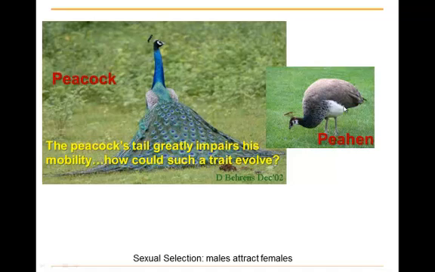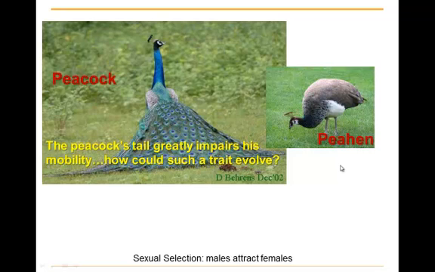And the answer is the peahen, this little brown bird. It's almost the same size as the male, but it has a very short tail and is very plain and brown. So it fits: it is better camouflaged, and the females can run much better than males.